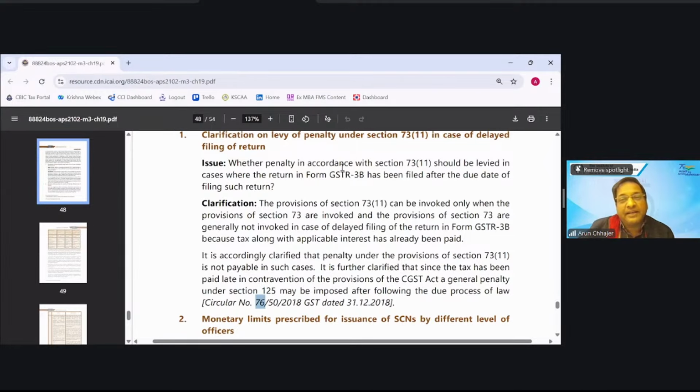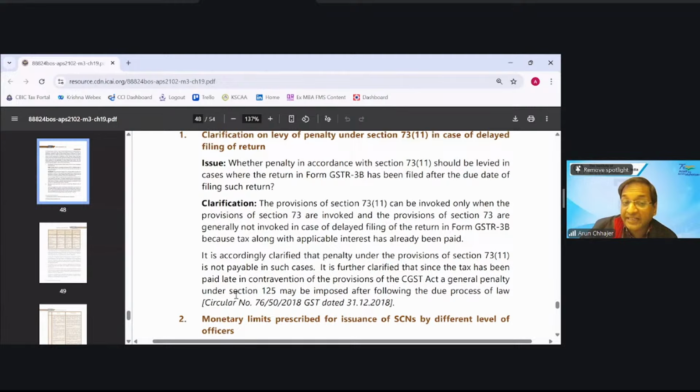तो इन्होंने कहा कि वेदर पेनल्टी इन अकॉर्डेंस विद सेक्शन 73/122 शुड बी लेविड इन केस व्हेन 3B हैज बीन फाइल्ड आफ्टर द ड्यू डेट. तो उन्होंने कहा था द प्रोविजन ऑफ 73 आर इन्वोक्ड. See, provisions can be invoked only when the provisions are invoked. The provisions of 73 are generally not invoked in case of delayed filing of the GST returns. तो 73/74 के केस में नॉर्मली ये इनवोक नहीं किया जाएगा अगर सिर्फ डिलेड फाइलिंग ऑफ 3B है. It is accordingly clarified that penalty under the provision of 73/122 is not payable in that case.